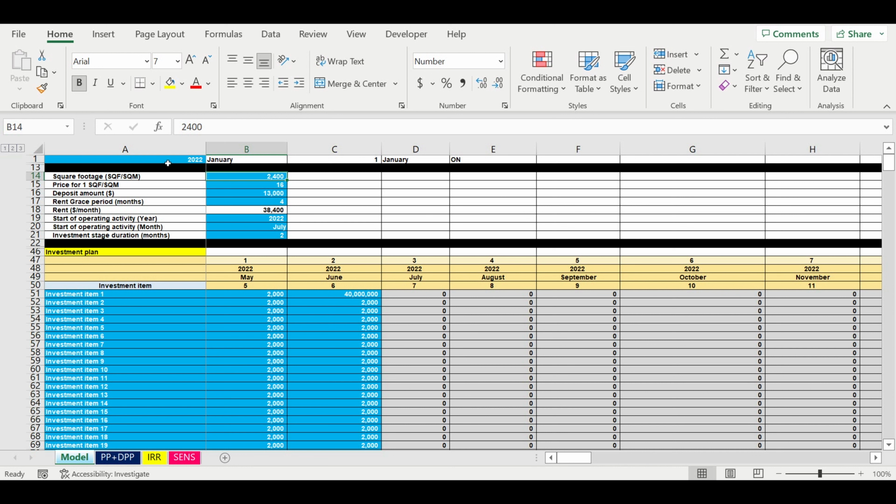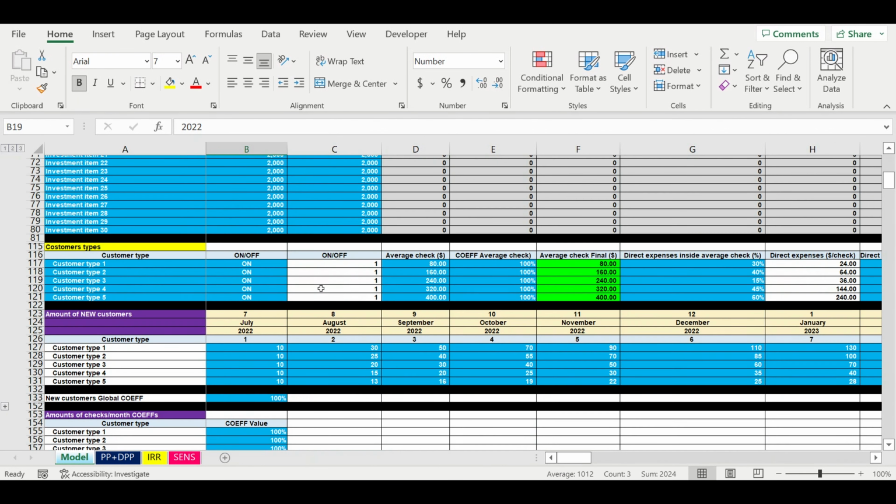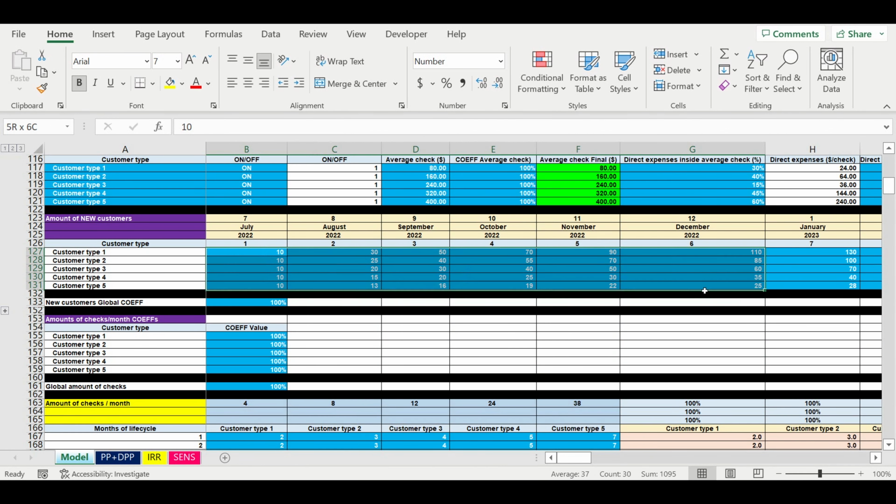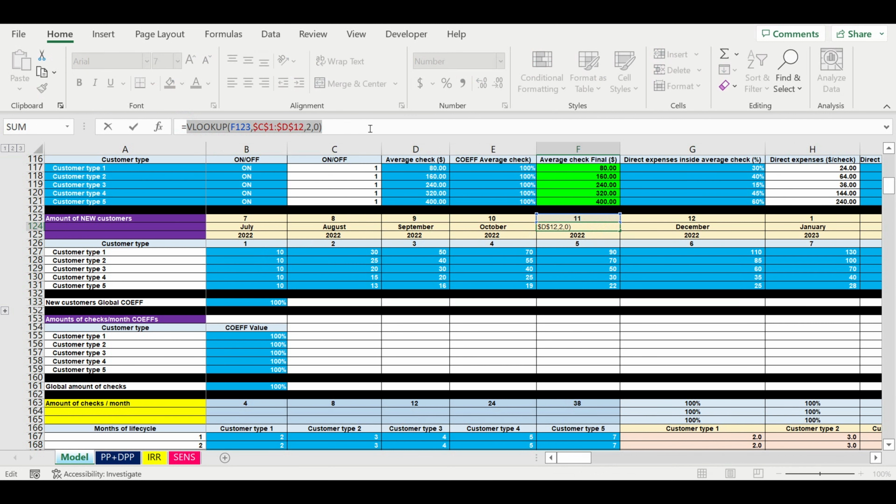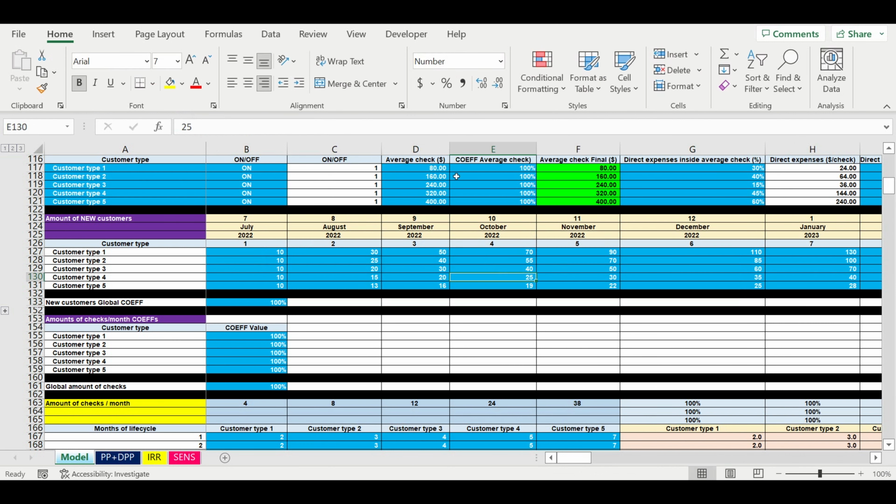So that's why we assume that this color, for example, this blue color, we assign to our inputs. So these are the inputs, these are the inputs, these are the inputs. All other cells are automated. As you can see, here we can see the formulas, and here we can see just numbers. So we are playing with the data only in blue cells. So this is the first rule.